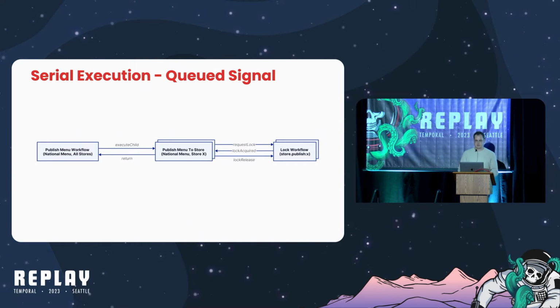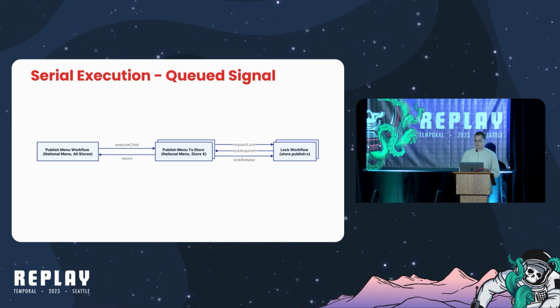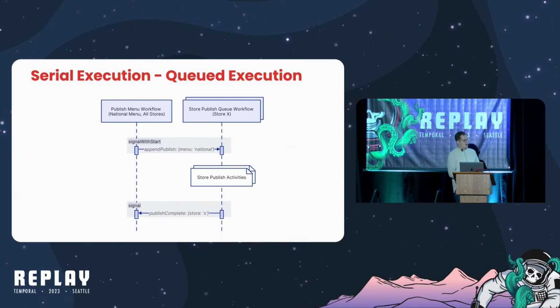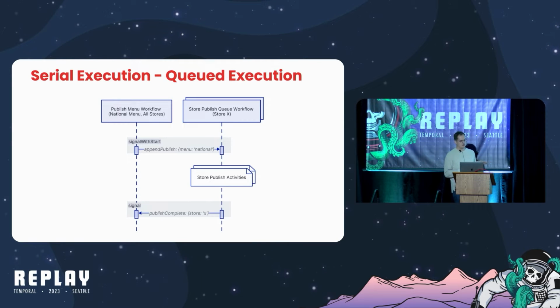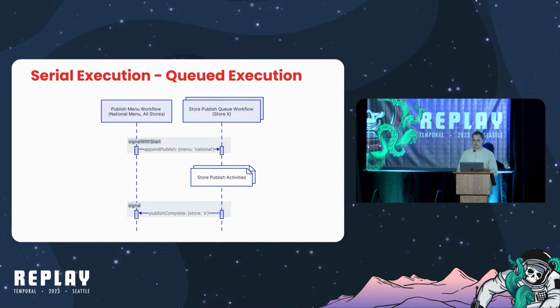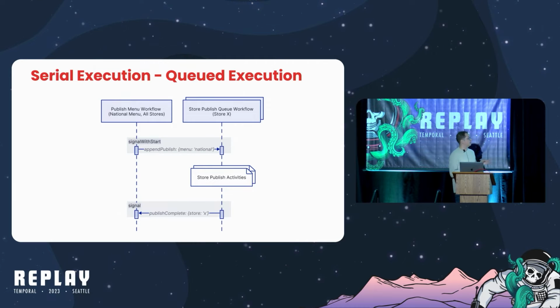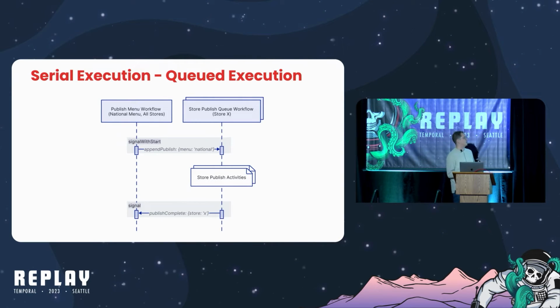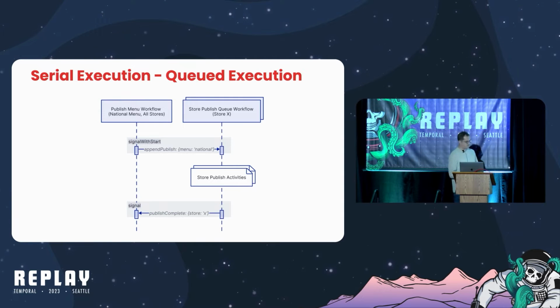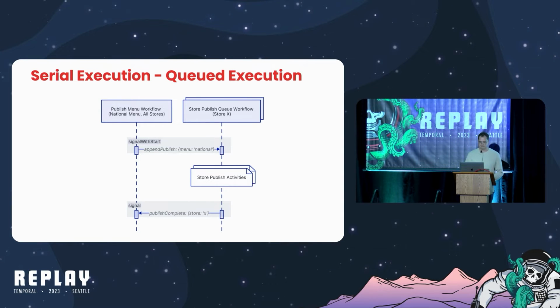So with these two workflows broadly introduced, I'll take a deeper dive on that first approach. The first approach is shown here in a little bit more detail. We use a signal with start to pass an append publish message to the store publishing workflow. And then we perform those activities and then use a signal back to the parent workflow, to the calling workflow.